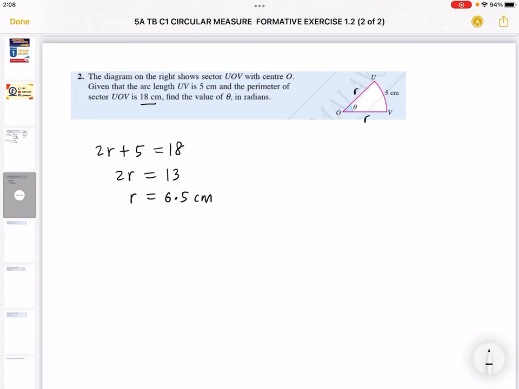Once you know the radius and we know the length of arc is 5, we can use S equals r theta. The length of arc S is 5, radius is 6.5. To find theta in radian, remember when you use the formula S equals r theta, theta is always in radian. Take 5 divided by 6.5. Use your calculator, you will get 0.7692 radian. Okay, simple. That is question number 2.